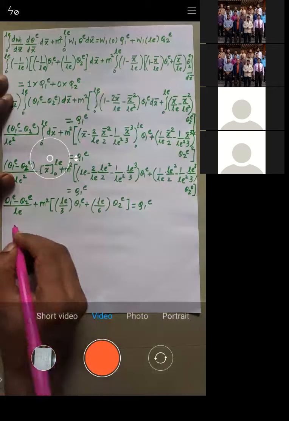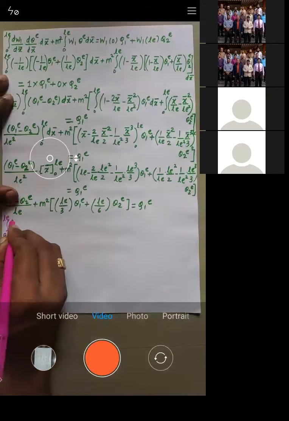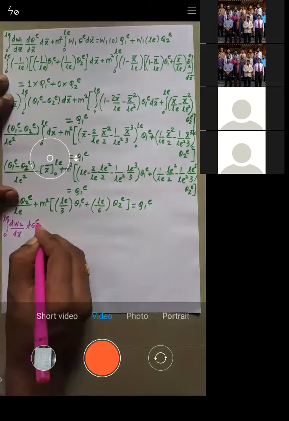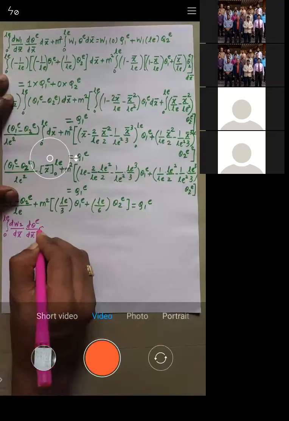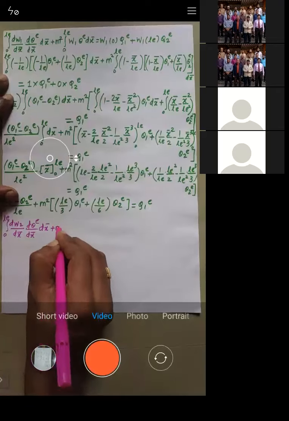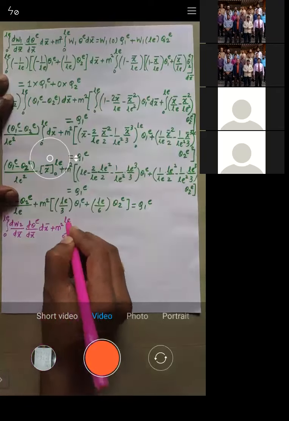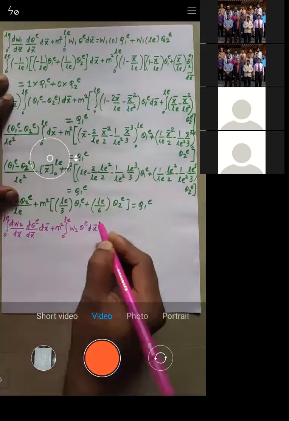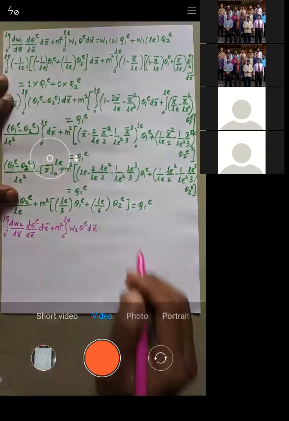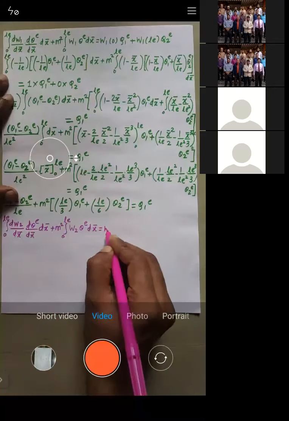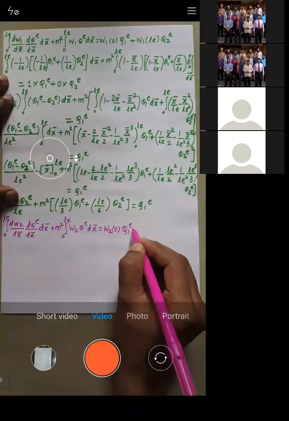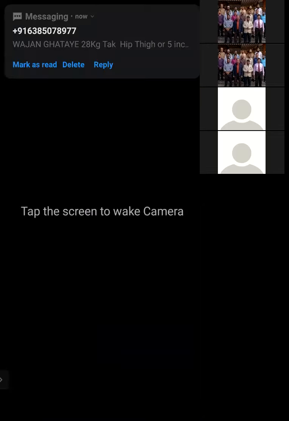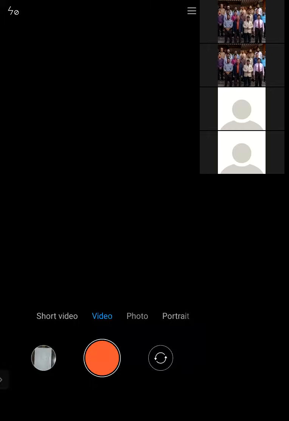So 0 to LE, try to understand. dW2 by dx bar into d theta E by dx bar into dx bar, plus M square 0 to LE W2 theta E dx bar. I am just replacing W1 by W2, nothing else. This is equal to W2 at 0 into Q1E plus W2 at LE into Q2E. Right? So let's solve it.